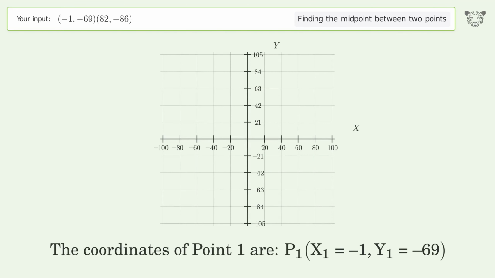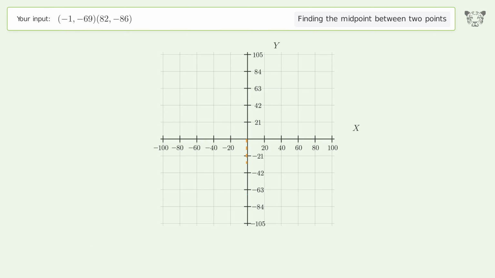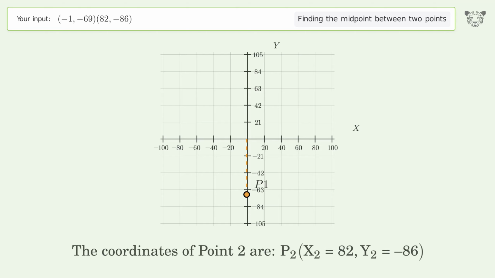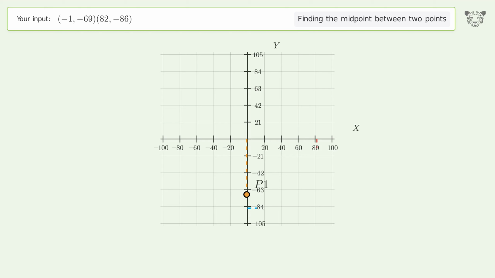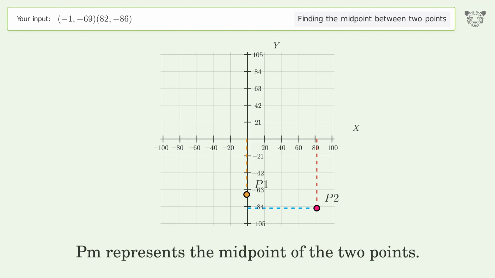The coordinates of point 1 are, x1 equals negative 1, y1 equals negative 69. The coordinates of point 2 are, x2 equals 82, y2 equals negative 86. PM represents the midpoint of the 2 points.